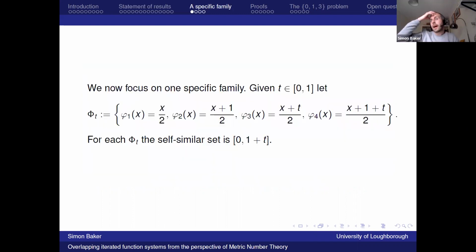Right. So now I wanted to mention one specific family of iterated function systems, and this family is very useful because it allows us to see how these limsup sets allow us to compare the overlapping behavior of iterated function systems. So here's a parameterized family. Given a number t between 0 and 1, I associate these four maps: x over 2, x plus 1 over 2, then x plus t over 2, and last of all, x plus 1 plus t over 2. It's very easy to show that the invariant set in this case is just the interval 0 to 1 plus t. So it's not particularly interesting in terms of a fractal set, but the way it overlaps and the way it depends upon t is very interesting.